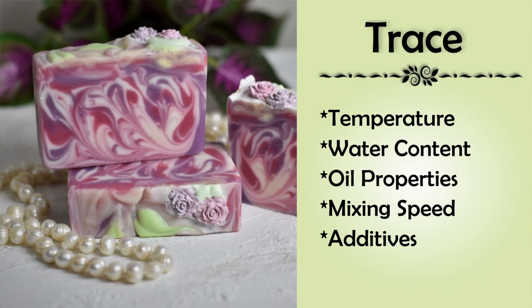Now for swirls, I would say mix your colors and stuff in while it is at emulsification stage. Okay, so let's first see what is influencing your trace. What makes your batter trace faster or slower and so on. Now the first thing is temperature, then we've got water content, oil properties, mixing speed and additives. Okay, let's start with the temperature.